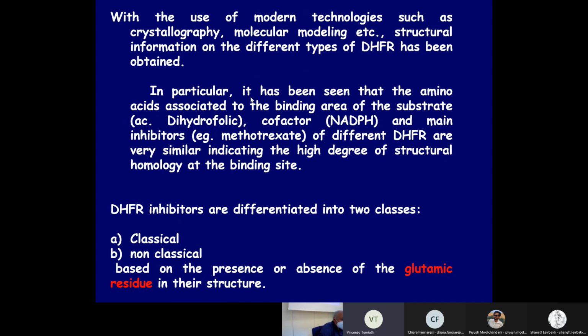In particular, you can read here, it has been seen that the amino acids associated to the binding area of the substrate are very similar, indicating the high degree of structural homology. This is the problem. We can have potent inhibitors but not selective. This means that we can use these potent inhibitors to kill bacteria, but they are also able to kill our cells. And so we have, in this case, severe side effects.